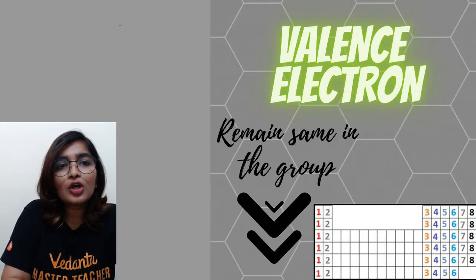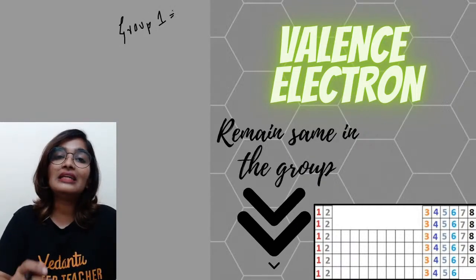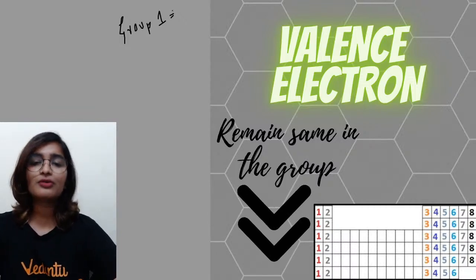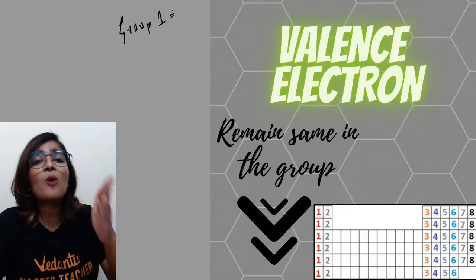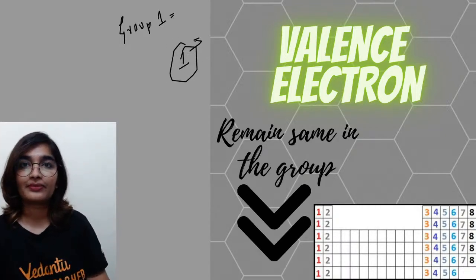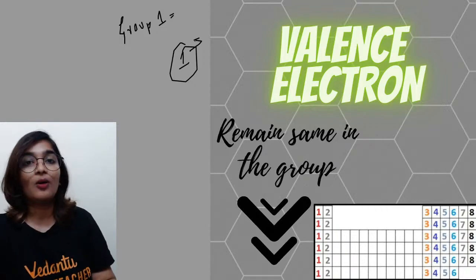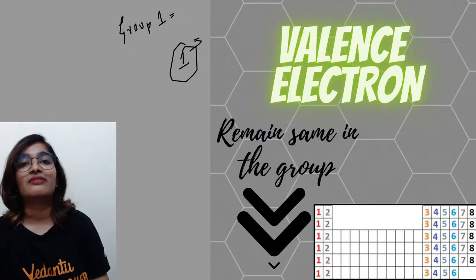Why? So group number is actually equal to the number of valence electrons. If you take the first group, sodium, potassium, lithium, they all have 1 electron in their valence shell. And take the 13th group, they all have 3 electrons in their valence shell. 17th group, they have 7 electrons.